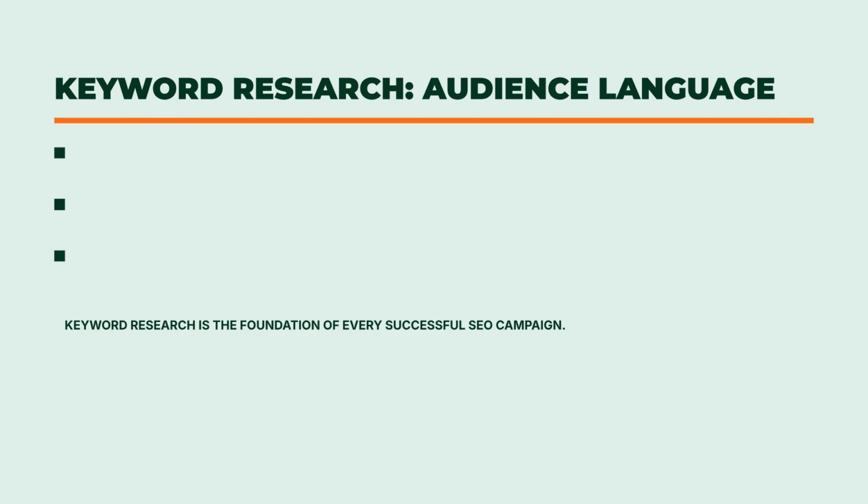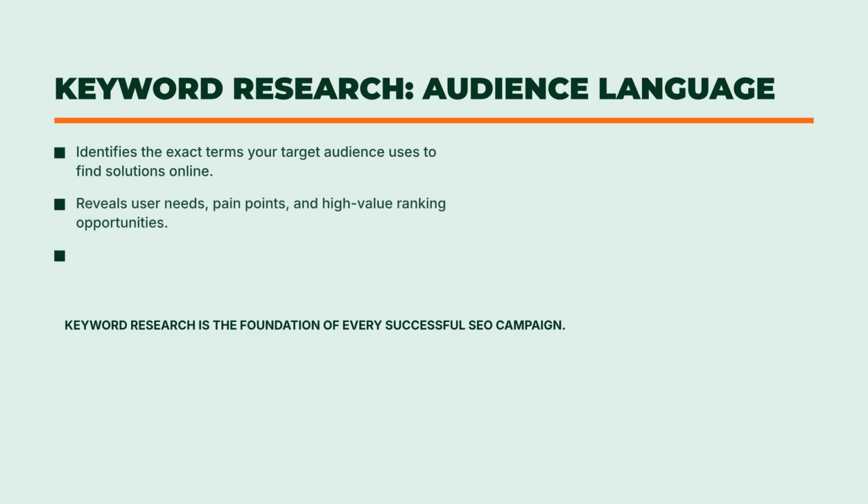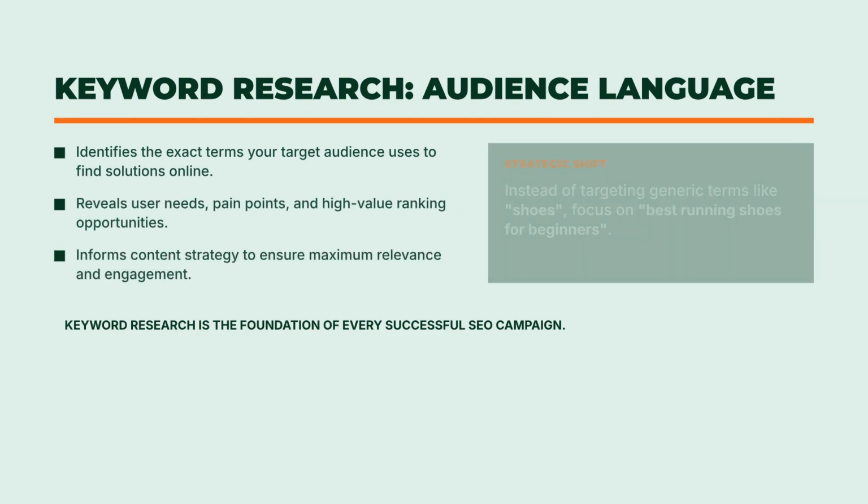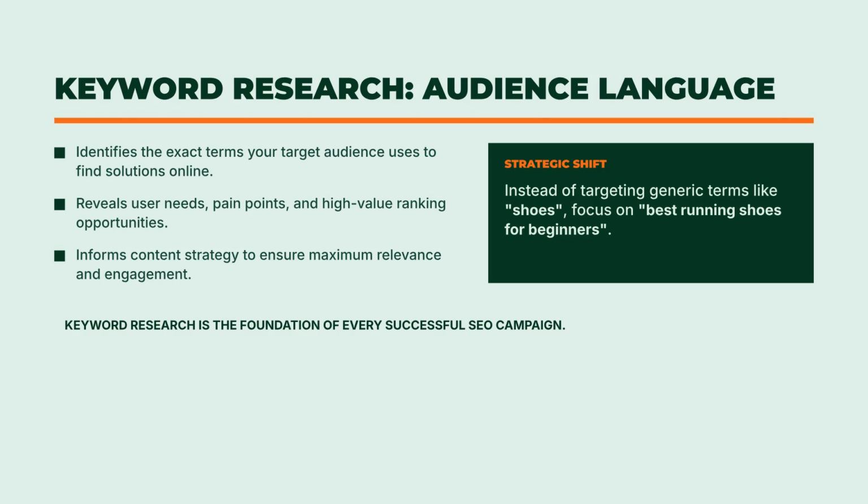Keyword research is the foundation of successful SEO. It identifies the exact terms your audience uses, reveals user needs, and informs your content strategy. Focus on specific, long-tail terms like "best running shoes for beginners," instead of generic terms like "shoes."